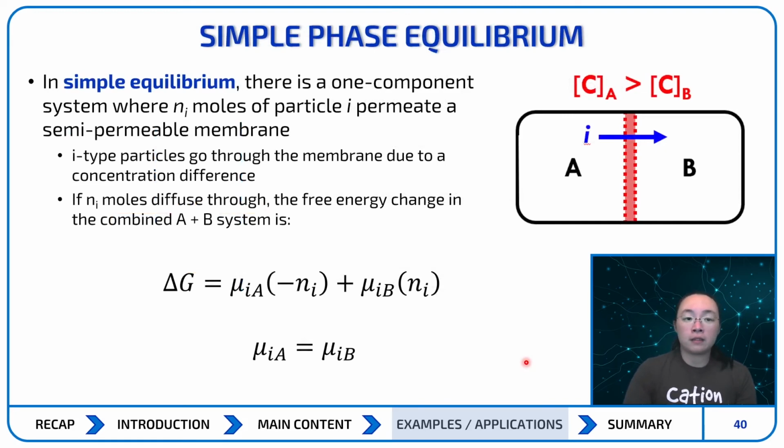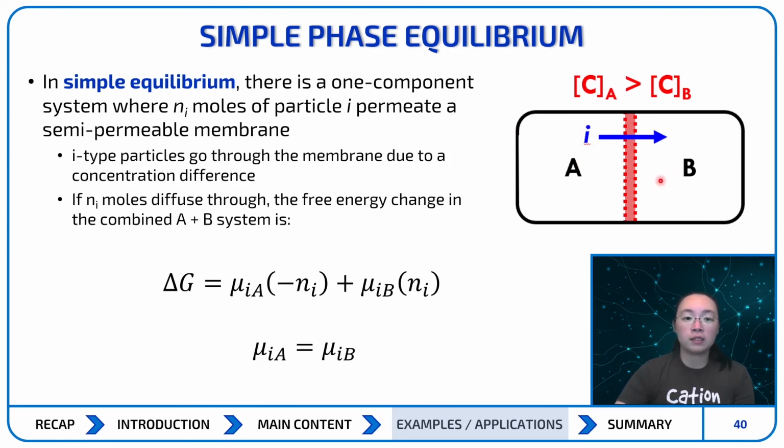Now we take a look at different equilibria. So what we're going to do is just present you with several different equilibria that you should be familiar with. There's something called a simple phase equilibrium. So that's an attempt between two phases to reach equilibrium in a simple fashion. So in simple phase equilibrium, you have an ion or a solute or a particle that's called i. It is going to go through a semi-permeable membrane.